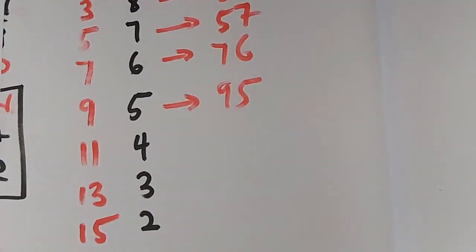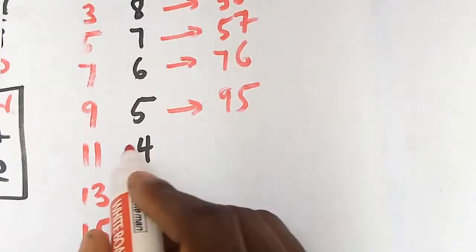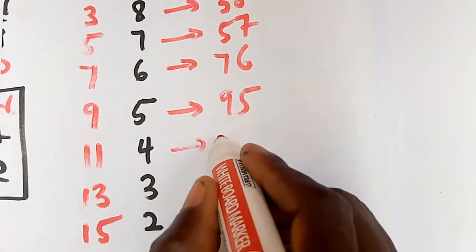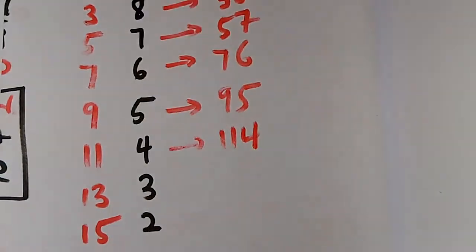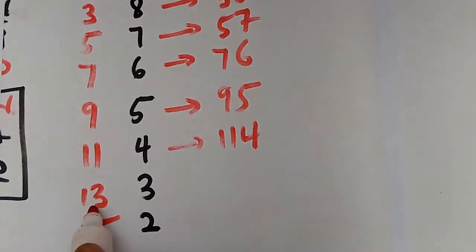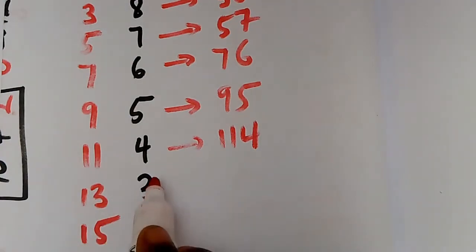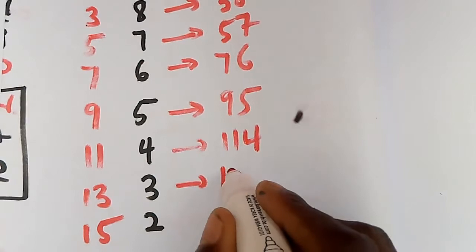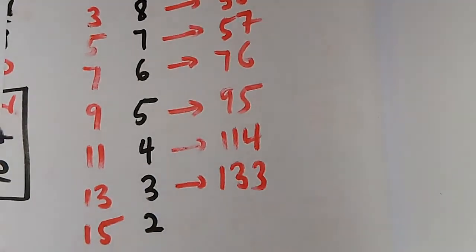And then we move on to this. 11 is here and 4 here. Move them together and we have 1, 1, 4. 13 here and 3 here. I said write them from left to right. So we are having this one to be 1, 3, 3.